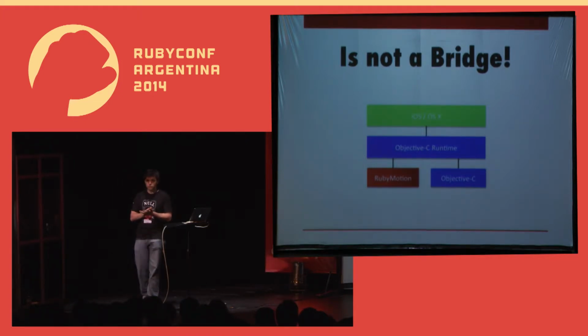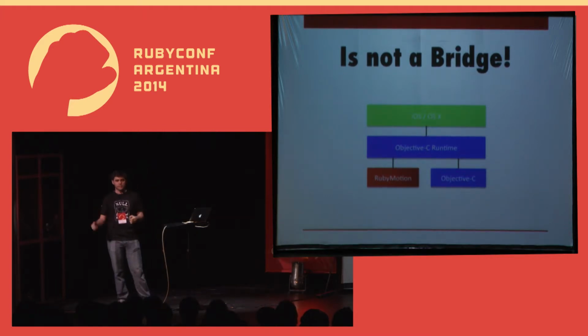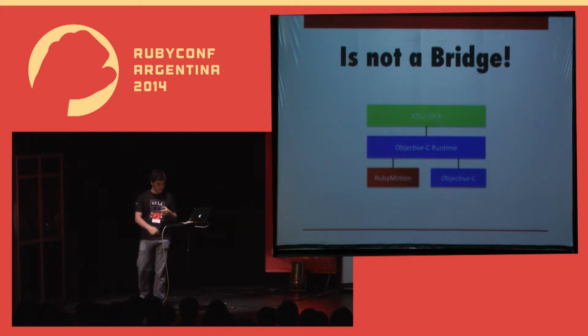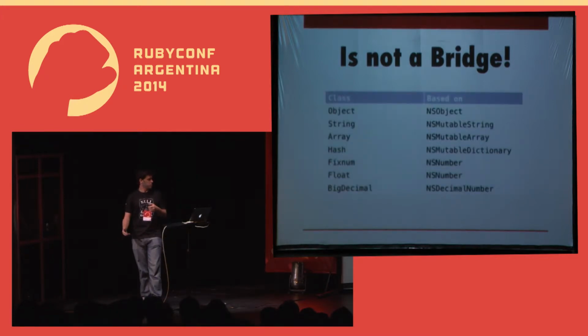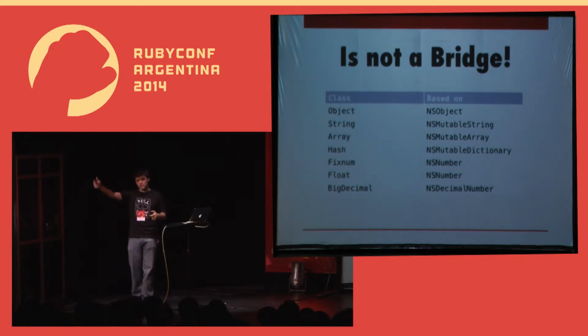RubyMotion overcame this by building Ruby on the runtime where Objective-C is written. This means that RubyMotion and Objective-C are equal and that they can coexist seamlessly. Objective-C classes can be used as Ruby classes and methods and so on and so forth. For that, the basic classes of Ruby were built on the Objective-C classes. Object is NSObject, string is NSMutableString, hash is NSMutableDictionary.